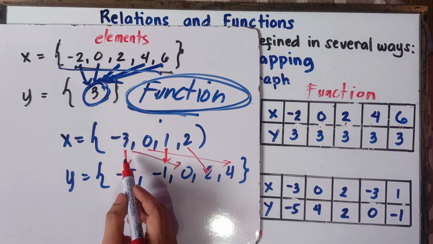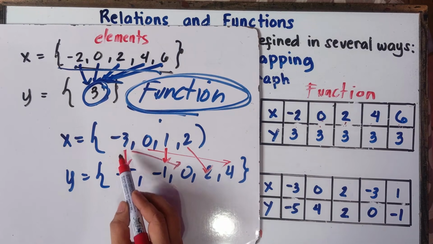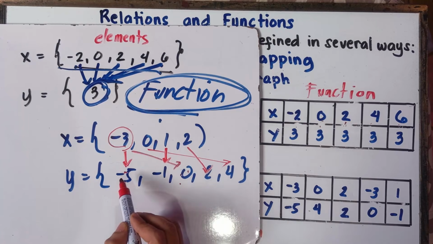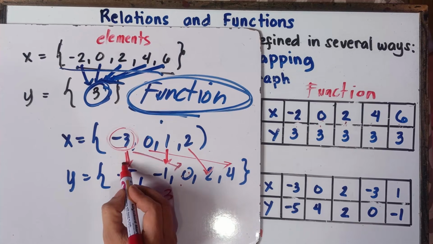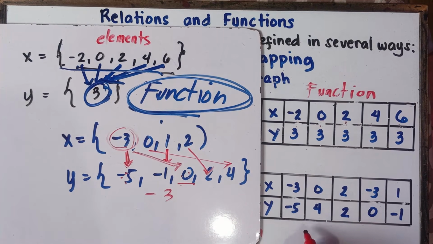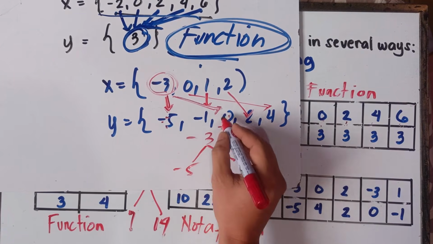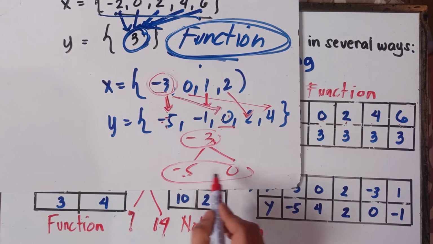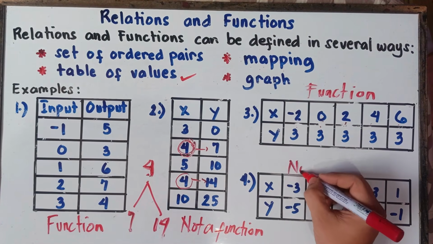Now, as you can see, class, this negative 3 corresponds to different outputs, right? One input corresponds to different outputs: negative 5 and then 0. So therefore, this one right here is not a function because negative 3, the input, corresponds to different outputs, negative 5 and then 0. Therefore, this will not be a function. So not a function for number 4.